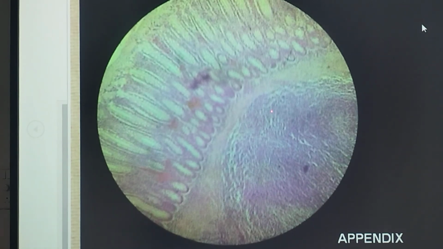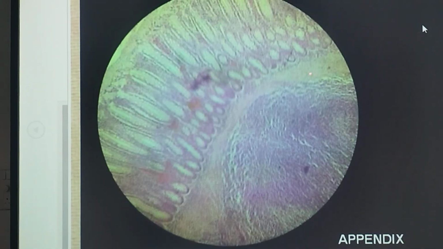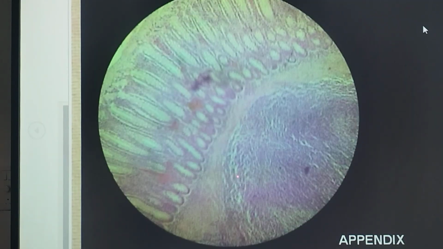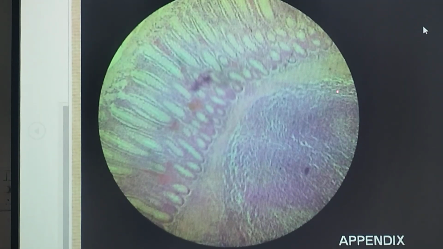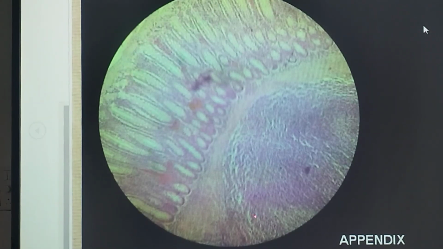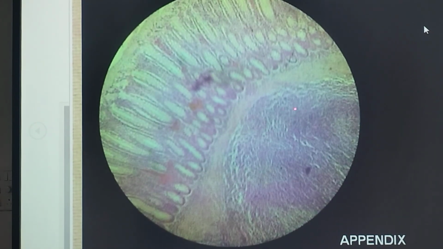I have taken the appendix as an example to demonstrate mucosa associated lymphoid tissue, that is MALT. So what is MALT? Mucosa associated lymphoid tissue. In the appendix, in the submucosa, you are seeing large aggregations of lymphatic tissue. In the lymphatic system, we saw spleen, lymph node, thymus in the previous slides, and then we are seeing appendix, which is an example of mucosa associated lymphoid tissue.